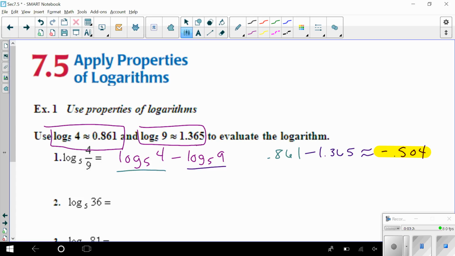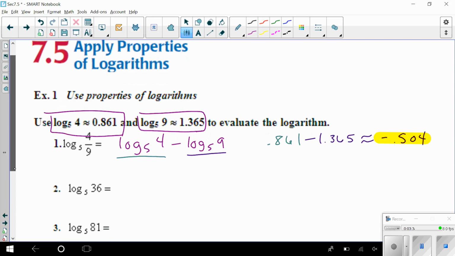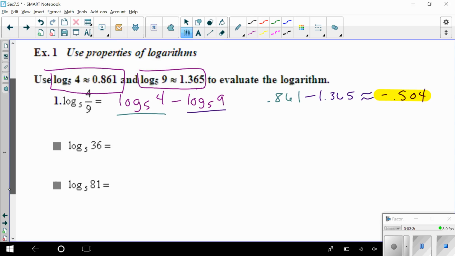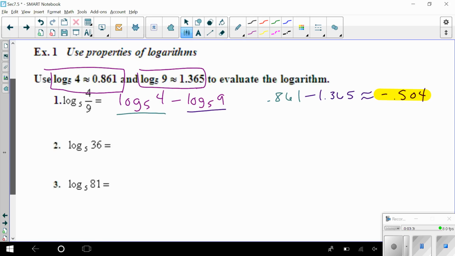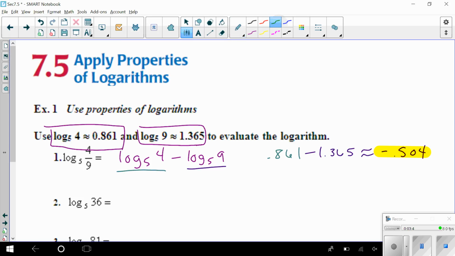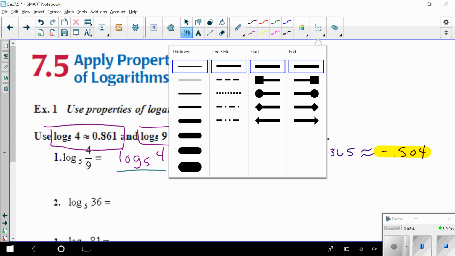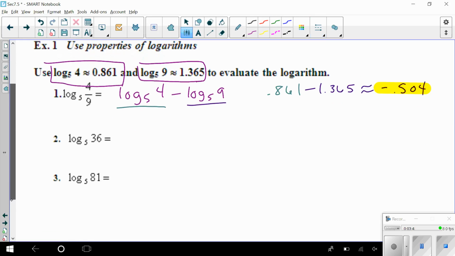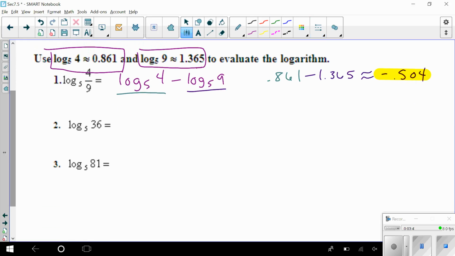So if it gives you specific values of these logs to use, make sure that you're simplifying it and rewriting it using those specific logarithms. All right, so let's try a second one. So that was the quotient property. So let's write that up here.